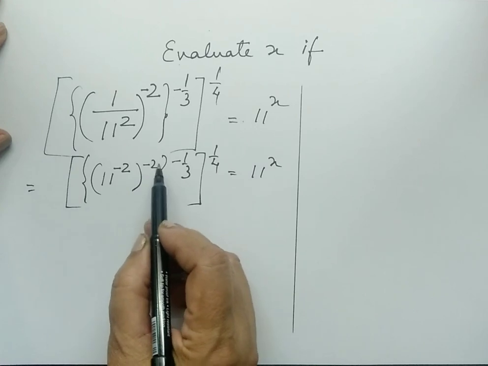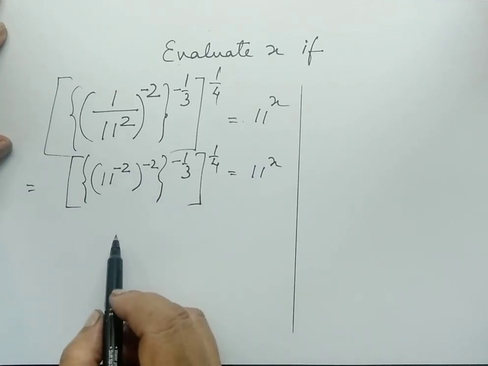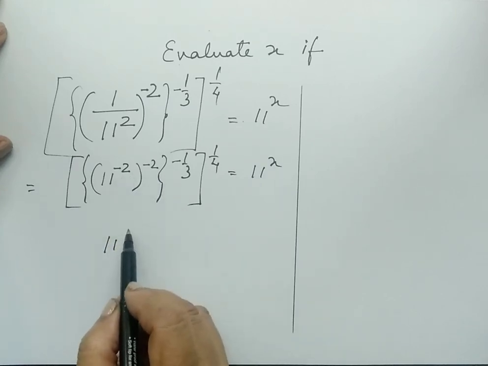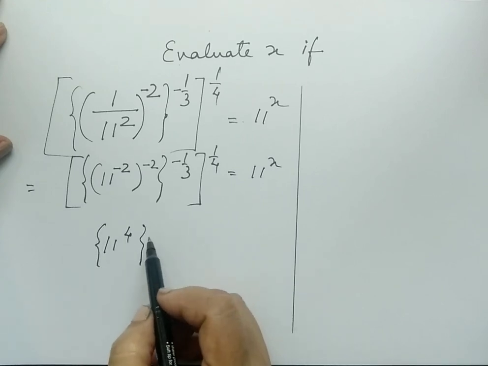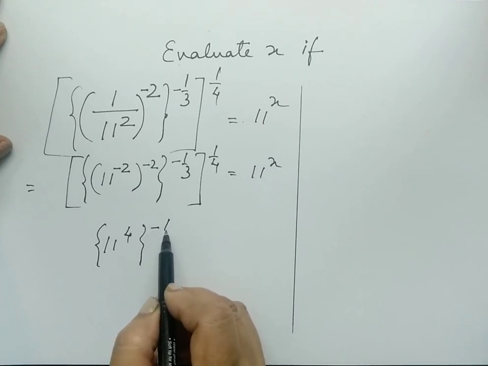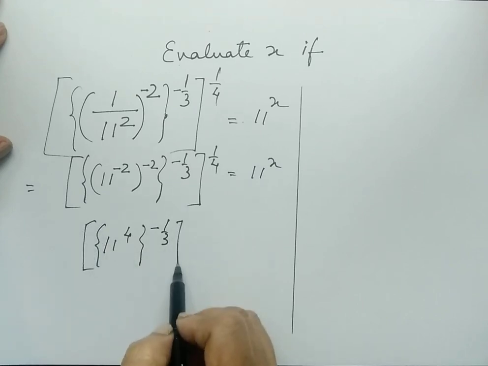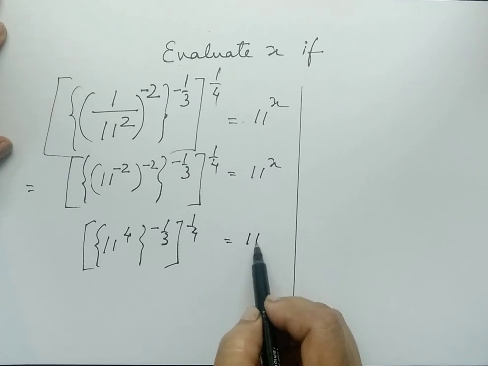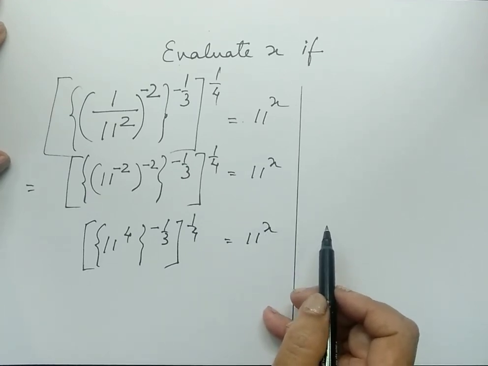So the next step should be to multiply these two and bring them together. So 11, minus 2 multiplied by minus 2 would give me a positive 4, and then my curly bracket will continue as it was, and here we have 11 to the power x. Got it?